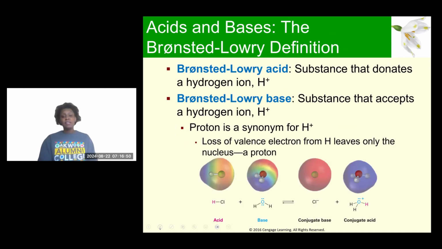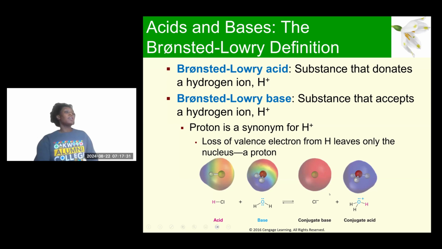So a Bronsted-Lowry acid is a substance that donates a hydrogen ion, okay? So if something gives away a hydrogen ion, we know that is an acid. A Bronsted-Lowry base is a substance that accepts a hydrogen ion, okay? So it accepts a hydrogen ion. Just so that you guys know, proton is a synonym for hydrogen ion, okay? And the reason why is when the electron is removed, you're simply left with just a proton, okay?